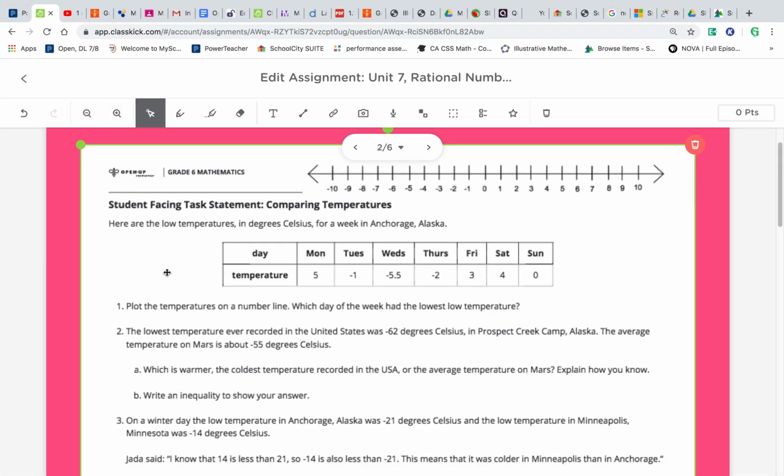All right, welcome class to lesson 3 in unit 7. This is the first activity of the lesson.